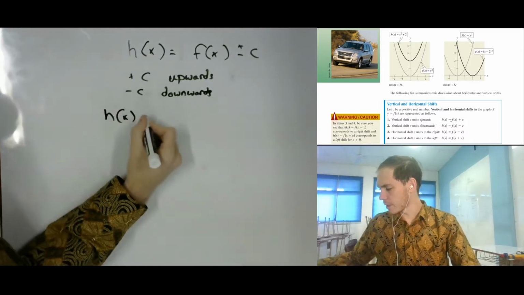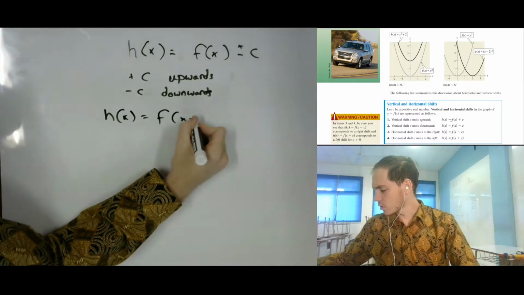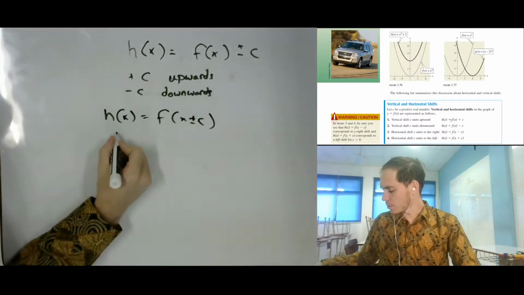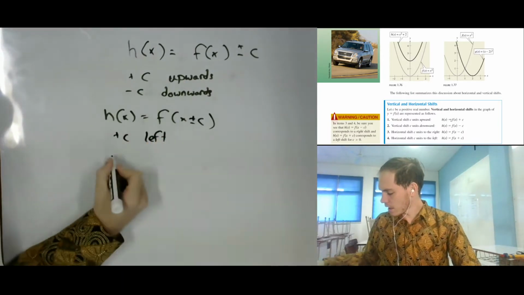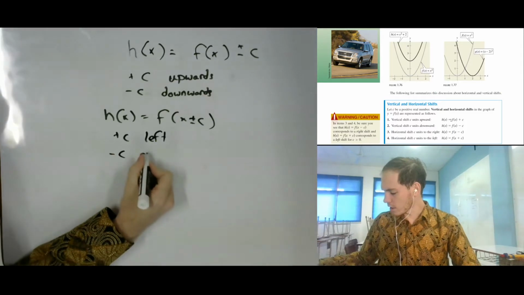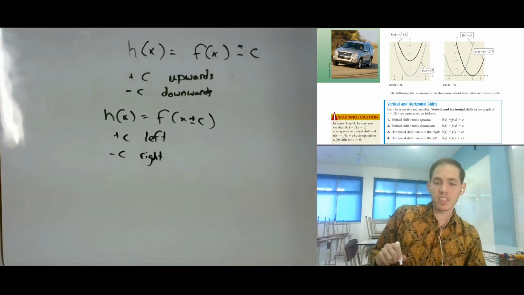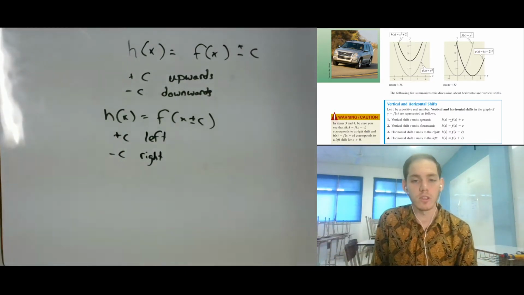Horizontal shift is going to be inside our function, where we add or subtract c. Okay, so plus c is actually going to be to the left, and subtract c is going to be to the right. And that is actually all you need to know, okay, for vertical and horizontal shifts.